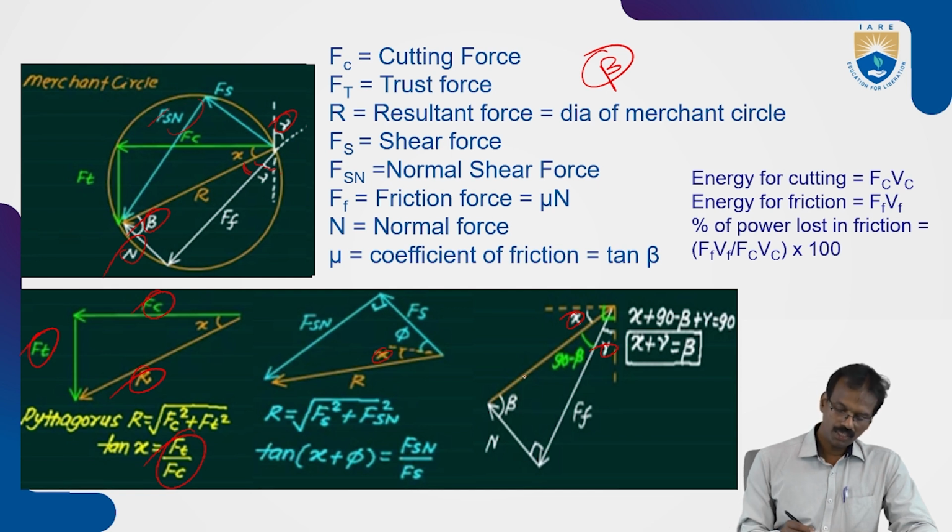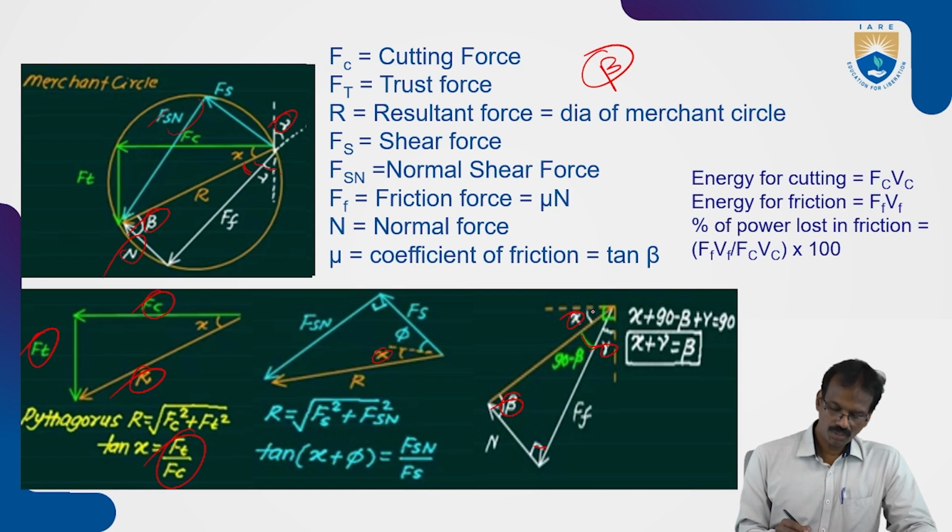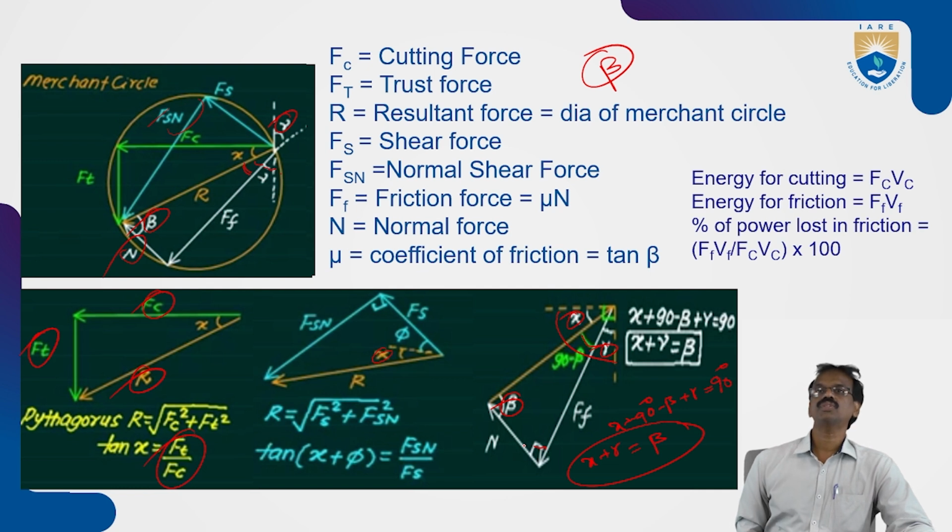Otherwise, if you take this triangle, this is 90 degrees and this one is beta, then this is equal to 90 minus beta. Okay, so by using this, the angle x plus 90 minus beta plus gamma is equal to 90 degrees, total 90 degrees. Then the relationship is x plus gamma is equal to beta. It means if you know the rake angle and the friction angle, then you can find out the x value.